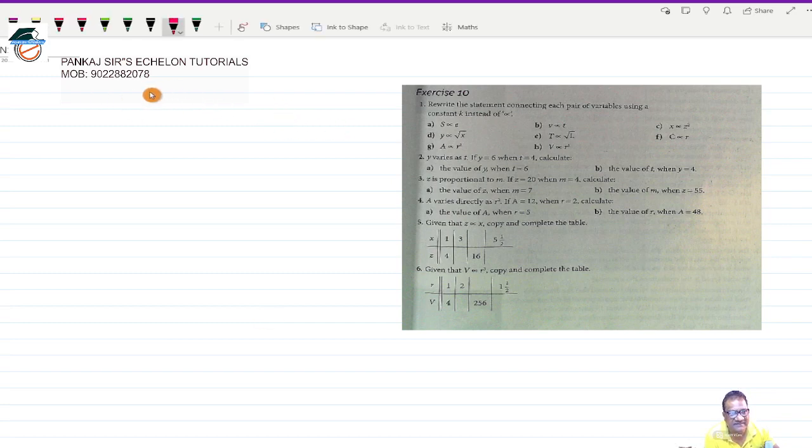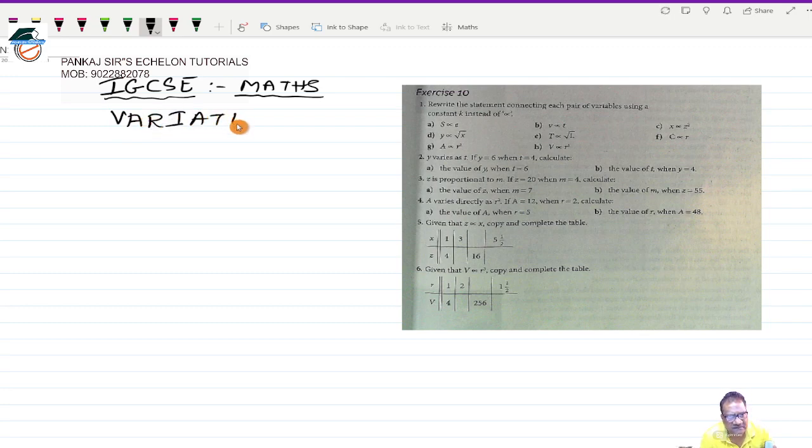Okay, so let me write down for you. This session is for IGCSE. Subject is Maths. And the topic that I've chosen for today's session is something called variation. It's a very sweet and lovely topic, variation.